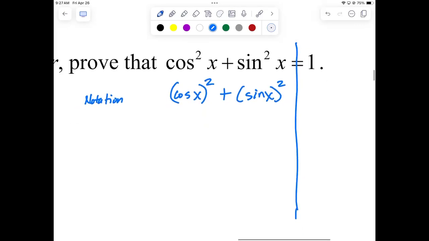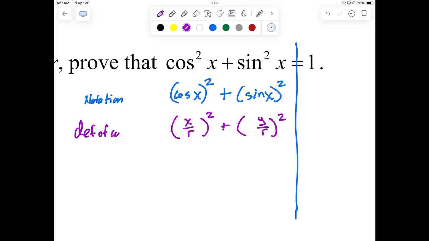All right. Now what am I going to do? I'm going to replace cosine of x with its definition in terms of x, y, and r. What's cosine? X over r. What's sine? Y over r. This would be definition of cosine theta, sine theta, or cosine x, sine x, whatever.